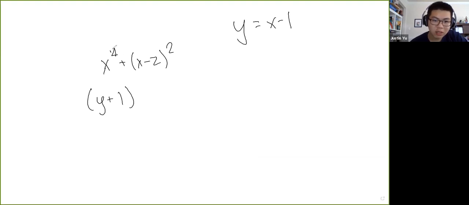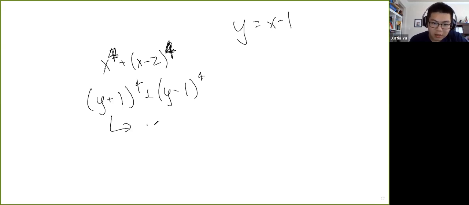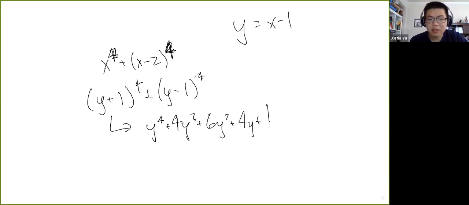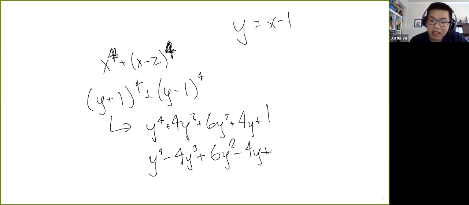And this is really nice because look what you have: y plus 1, raised to the fourth. Oh, these should both be fours. I'm sorry. And then we have y minus 1 raised to the fourth. And look, we have this plus 1, minus 1 business going on. Maybe we can take advantage of that. So we use the binomial theorem, and we can expand this to get y to the fourth plus 4y cubed plus 6y squared plus 4y plus 1. But this one is interesting: y to the fourth minus 4y cubed plus 6y squared minus 4y plus 1.